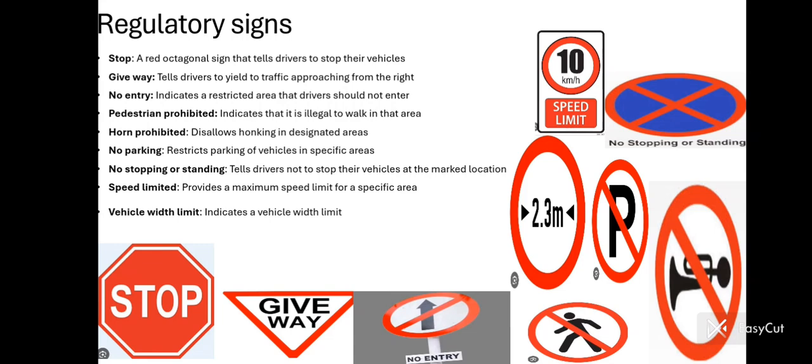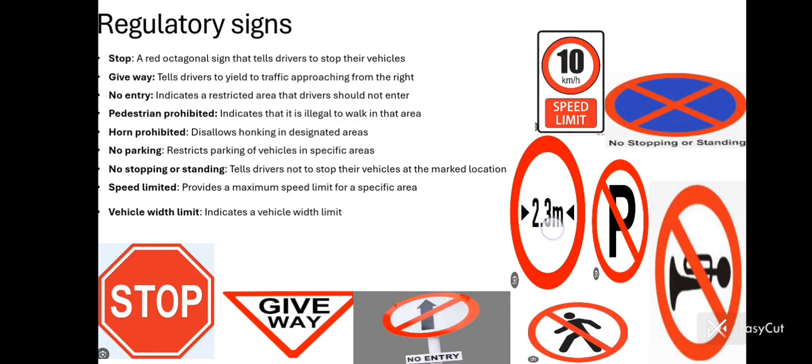And no parking means it is a restricted parking place where the vehicle should not be parked. No stopping or standing tells the driver not to stop their vehicles at the marked location, and also not to stand. And next one is the speed limit. It provides a maximum speed limit for a specific area.